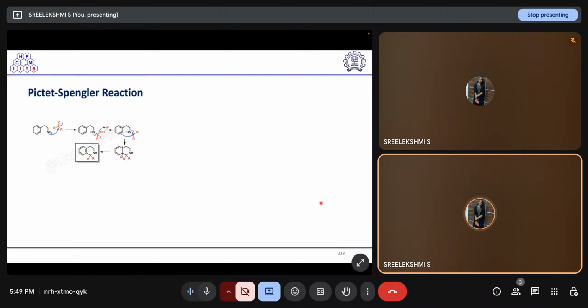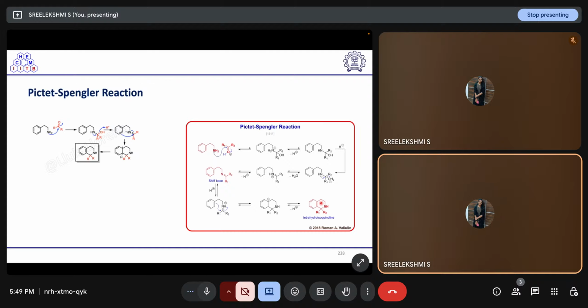So the next is the Pictet-Spengler reaction. The Pictet-Spengler reaction is the cyclization to form this kind of compound. This nitrogen lone pair will first attack at this carbonyl carbon to form this intermediate. Then this water molecule will leave and form this iminium ion, and then this aromatic ring carbon will attack over this carbon, and then cyclization will happen to form this ring. So that is known as the iminium ion. This detailed mechanism is given here as well.